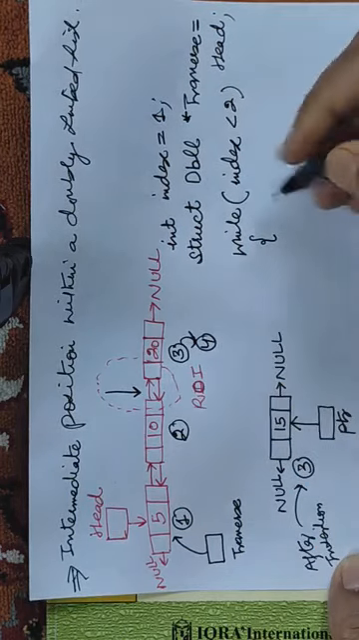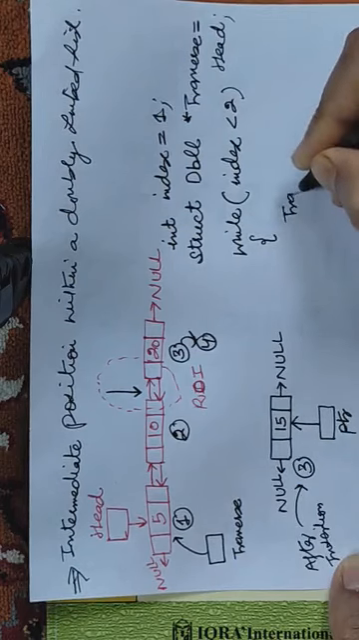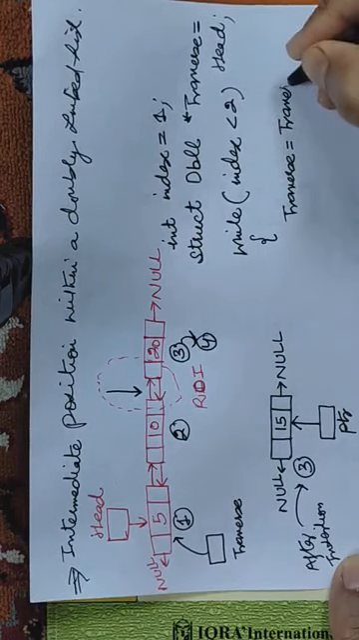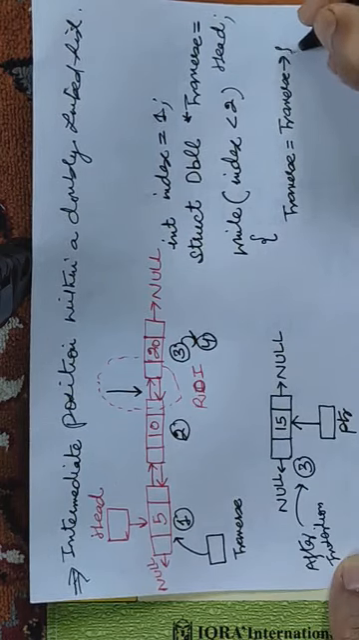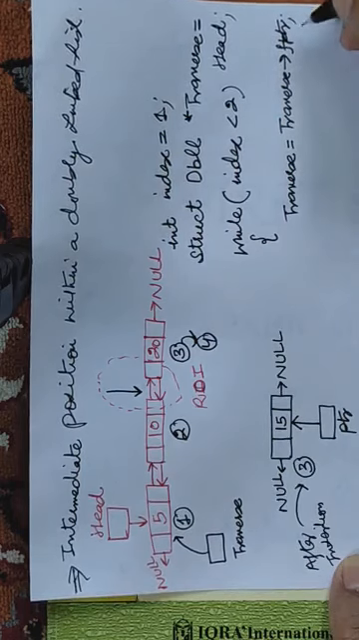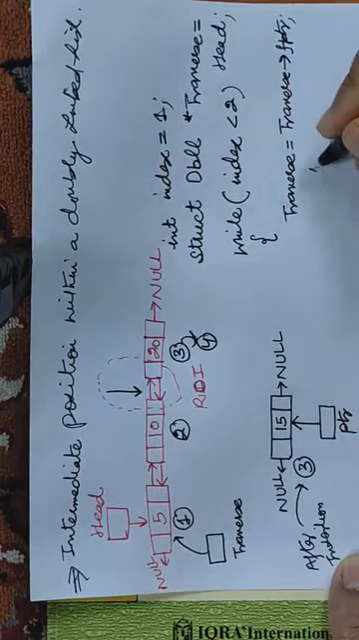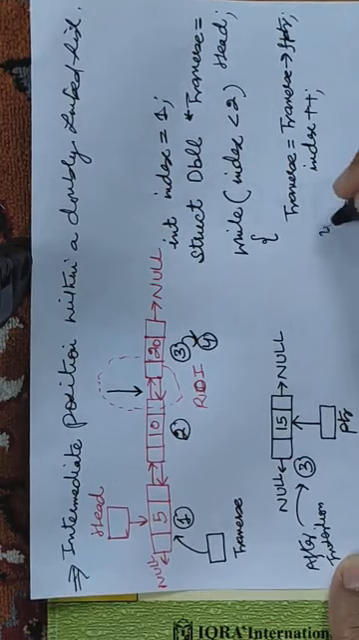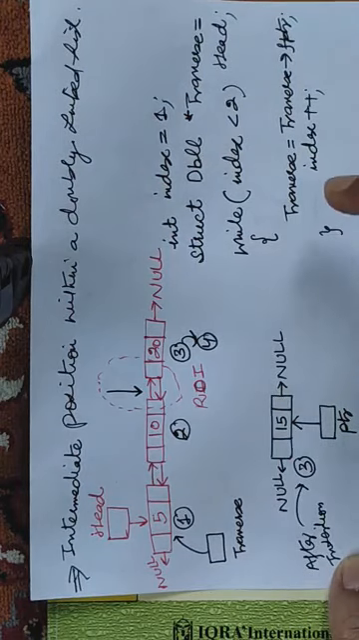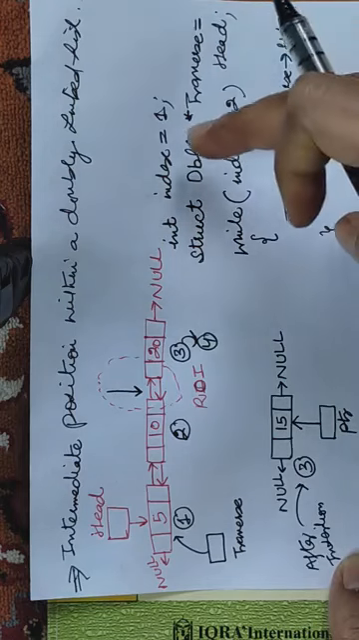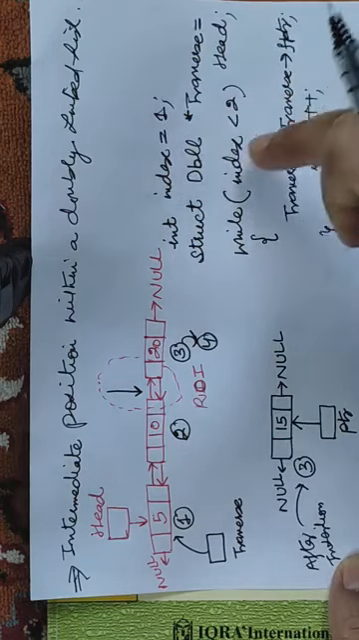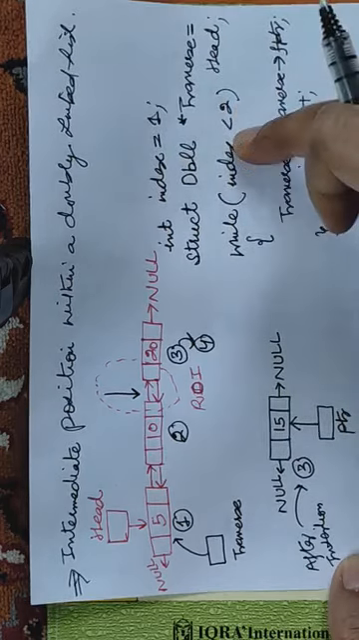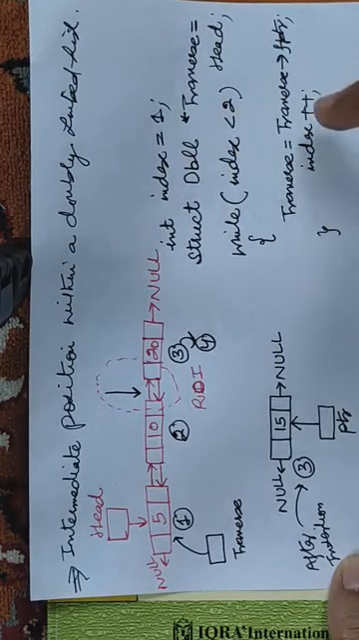So we will say traverse equal to traverse fptr. Then we will increment the index. We'll say index plus plus. So see what happens. At the first iteration, index is 1. Now is 1 less than 2? Yes, it is. So once this condition is true, these statements will be executed.